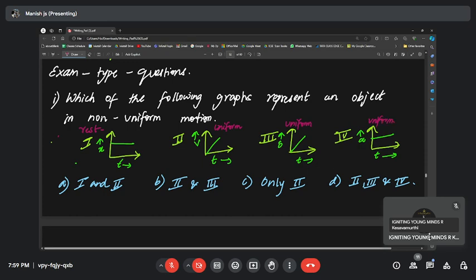So here the question should be reframed. The way they have asked here is wrong. So we'll reframe this: represent uniform motion. Here the question is different in this module, so we'll change it. So if it's uniform motion, then what would be the answer?